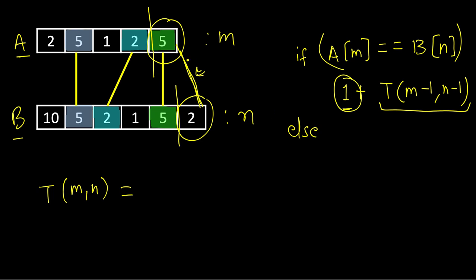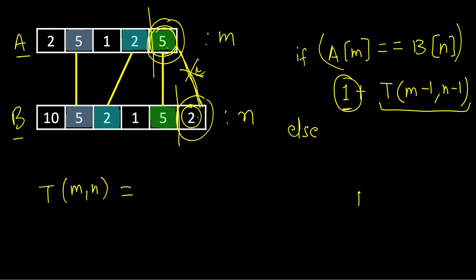Else, if these are unequal, then either there is a line from one of these. There cannot be this line for sure since these are not equal, but there can be a line from this last character of A to some other number in B, or there can be a line from this last number of B to some other number in A, but not both. Why?